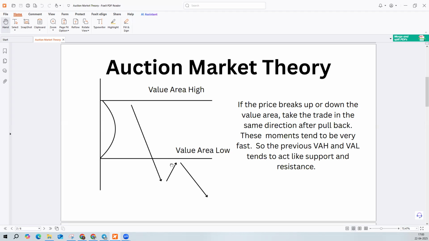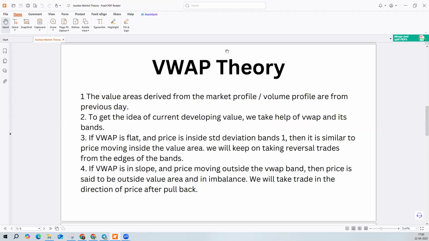And either it's a breakdown or it's a breakout, we do the same kind of trading. Once it breaks out with a proper delta, wait for a pullback and then take the trade in the same direction. Then we have a VWAP.